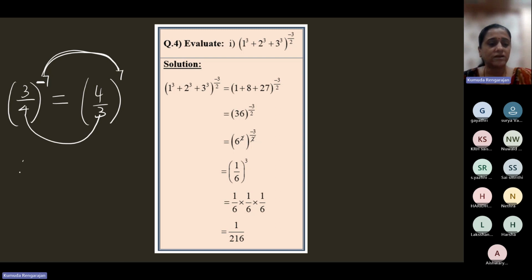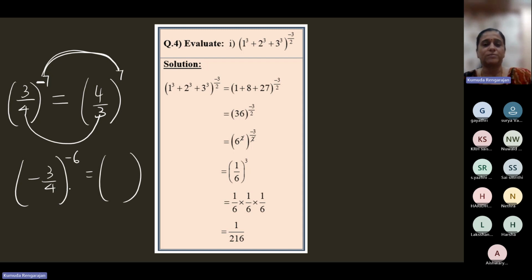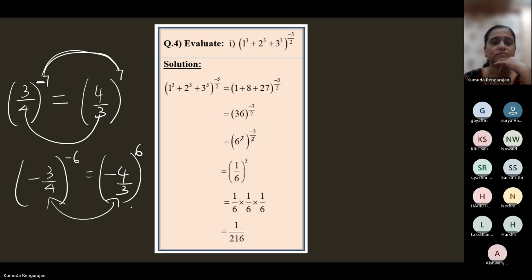So supposing you had minus 3 by 4, the whole power minus 6. Base, you must take only the reciprocal. So the reciprocal of minus 3 by 4 is minus 4 by 3. Sign you should not change, only reciprocal. So minus 3 by 4 is minus 4 by 3. The power minus 6 will become plus 6. Now these two are equal. Both are the same.